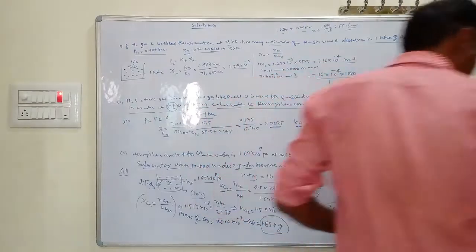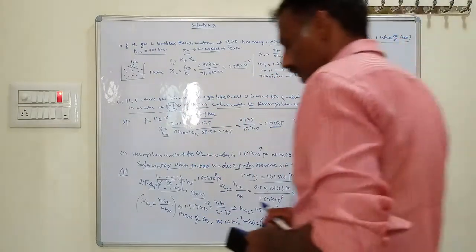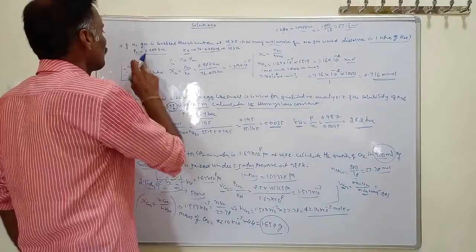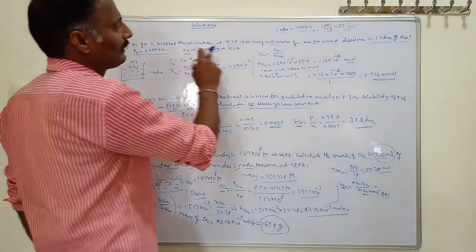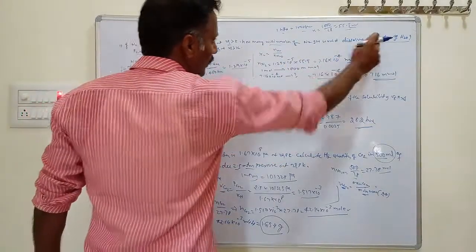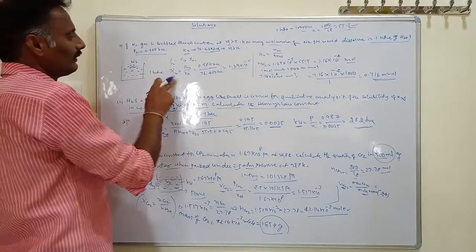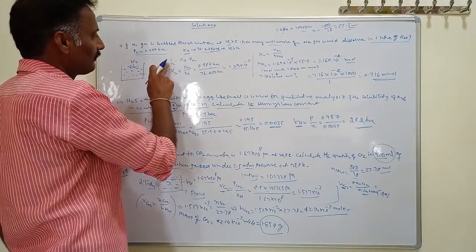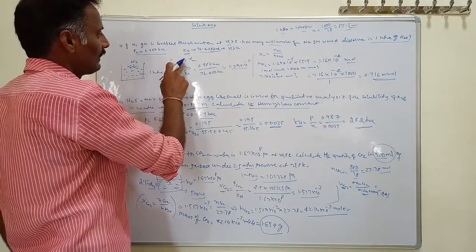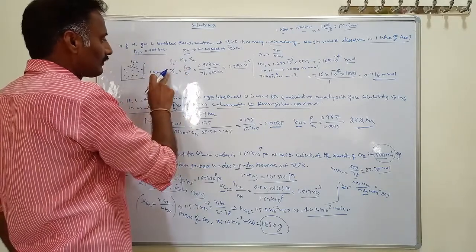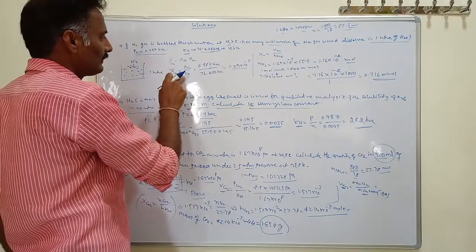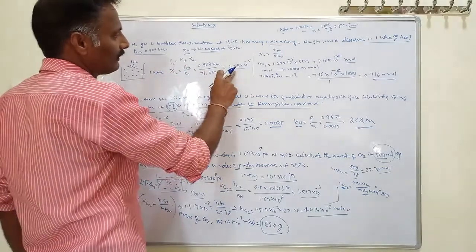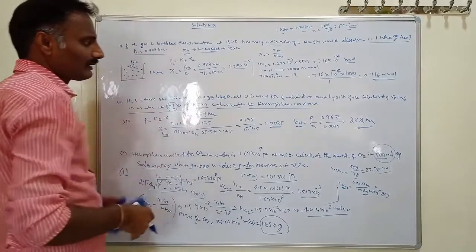Here the partial pressure is given, the KH value is given, and also the volume of water is given. Then you calculate the mole fraction and moles. According to Henry's law, the partial pressure of any gas is equal to KH into the mole fraction of the gas in the solution. That's why X2 equals p N2 by KH. Then you get this value. Like this, you solve the problems based on Henry's law.